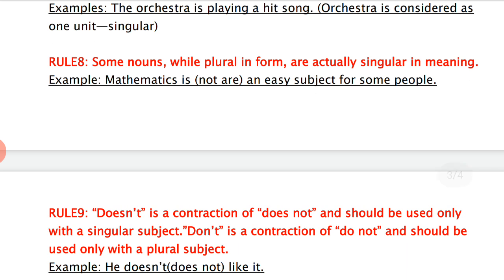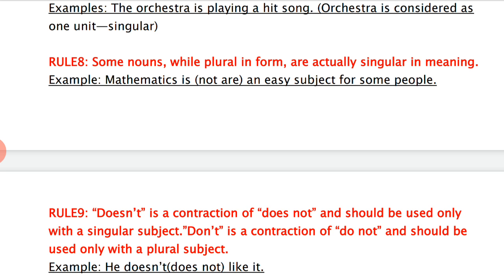Rule number 8. Some nouns, while plural in form, are actually singular. For an example, mathematics is a tough subject, right? Statistics, economics is a tough subject. Economics is to do with the economy, right? So do not think any noun that takes s in the end, that means plural only.